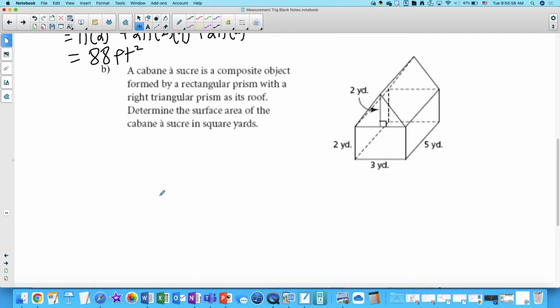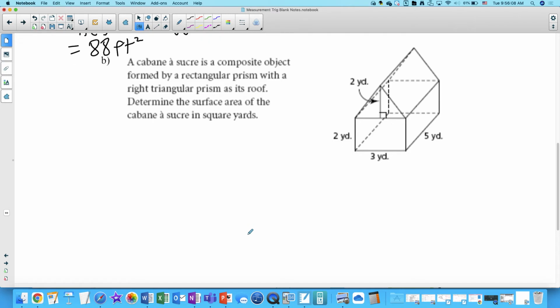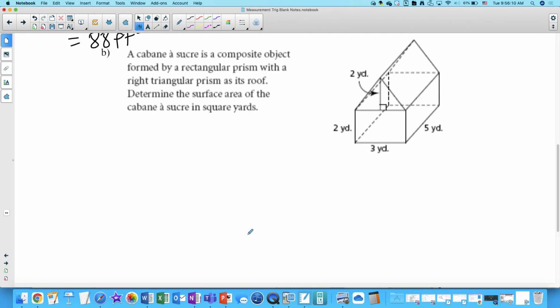It's very delicious. But there's not going to be an exposed base. It's stuck to the ground, okay? So we're not going to take the bottom of this thing. So what we need to do is figure out what sides are exposed and then calculate the area of all of those, okay? So in terms of the rectangular prism, the base is not exposed.